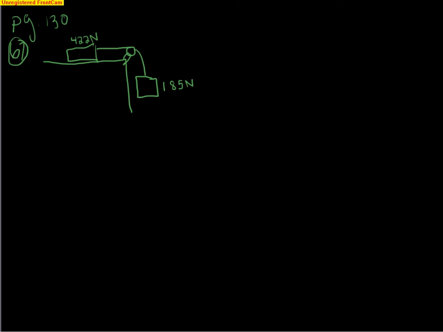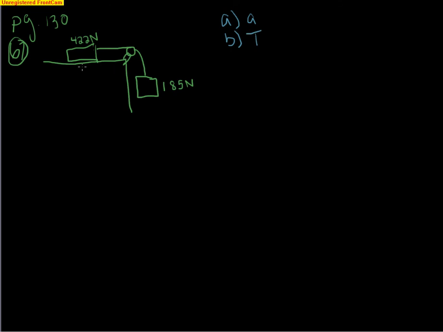Ignoring all frictional effects, hooray! And assuming the pulley to be massless, find A, the acceleration of the two blocks, and B, the tension in the cord. So what we're looking for here is A, the acceleration, and B, the tension.